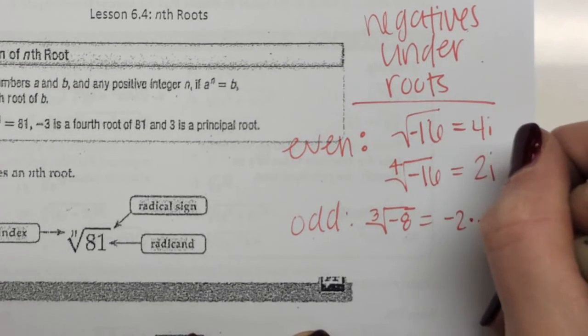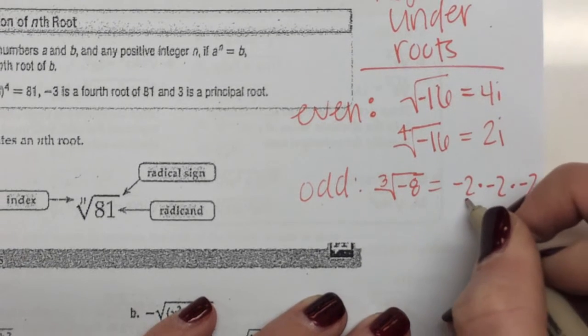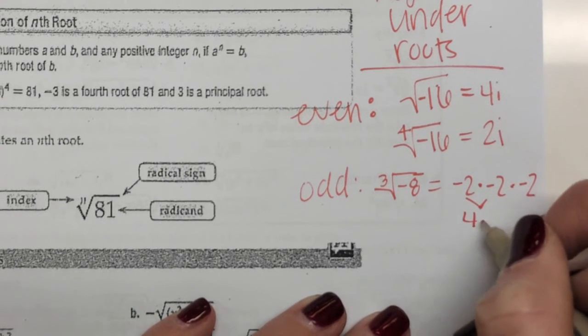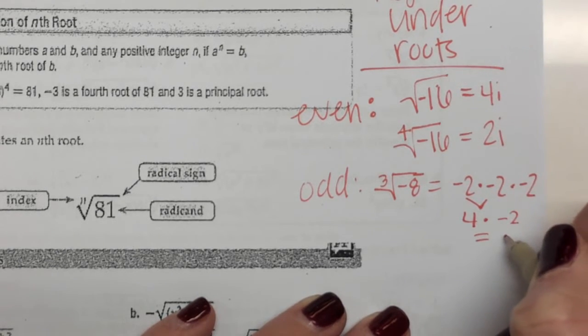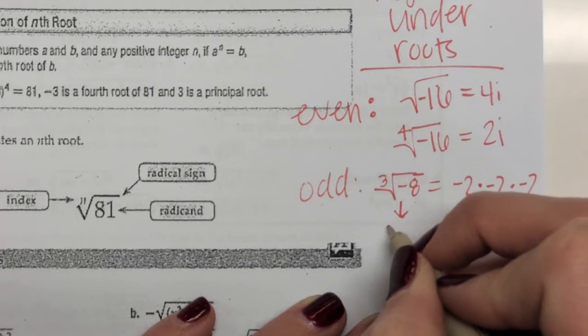Let's look at it. Negative 2 times negative 2 times negative 2. Write that down. Let's multiply these first ones together. That's going to make what? 4 times negative 2? Yes. So the cube root of negative 8 is negative 2.